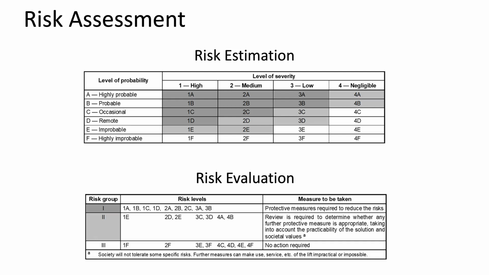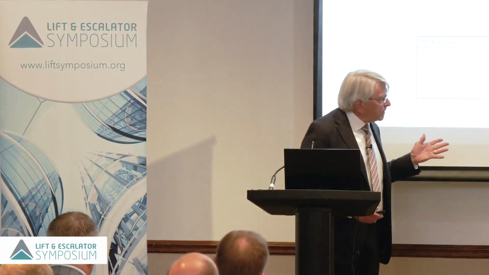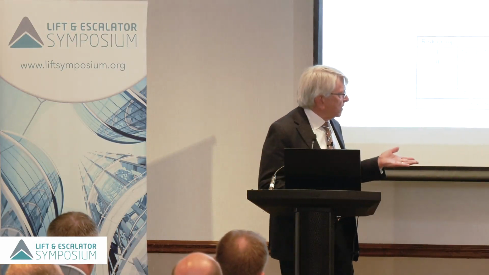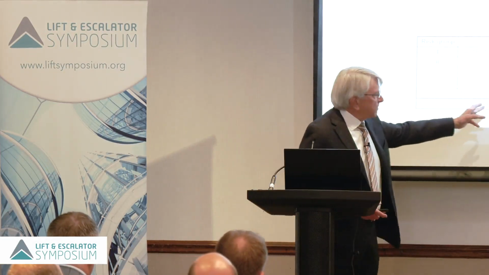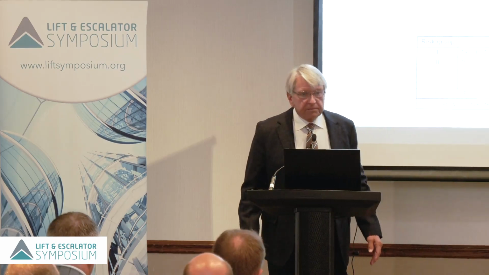The first category was the top ones. Protective measures are required to reduce the risks. The middle level is review is required to determine whether any further protective measure is appropriate and it meets societal values. And if you get into this third category, you don't have to do anything. It's a safe system.